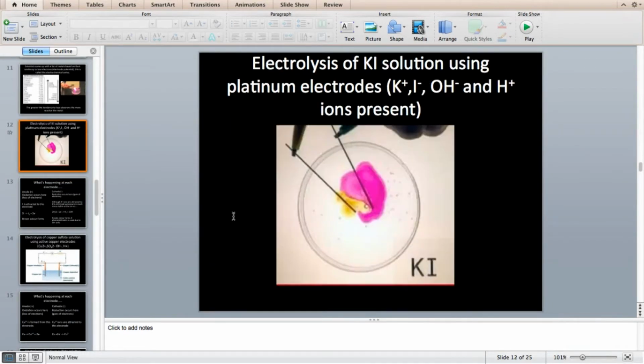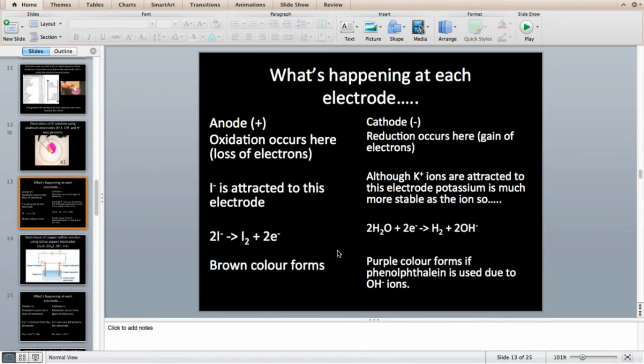When we look back at this picture here, girls, that's what that brown color is here. So this is your anode here. This is your positive electrode. So you get the formation of a brown color here, which is your formation of your iodine.